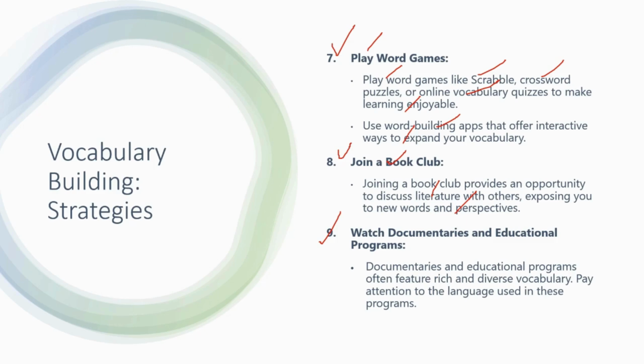Another strategy that can enhance vocabulary is watching documentaries and educational programs. Documentaries and educational programs are often rich in diverse vocabulary. Pay attention to the language used in these programs. Another way that can enhance your vocabulary is watching movies regarding the subject of literature. This can also provide an opportunity of learning diverse vocabulary, words related to different contexts and situations, and this way you can also enhance your vocabulary.